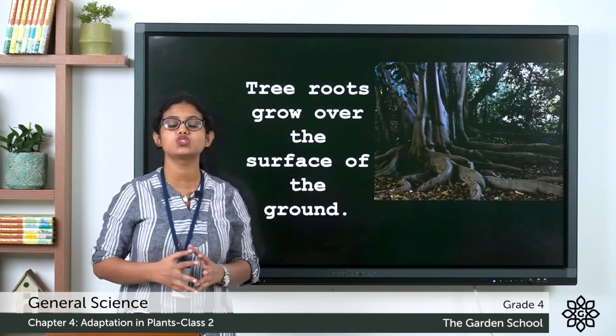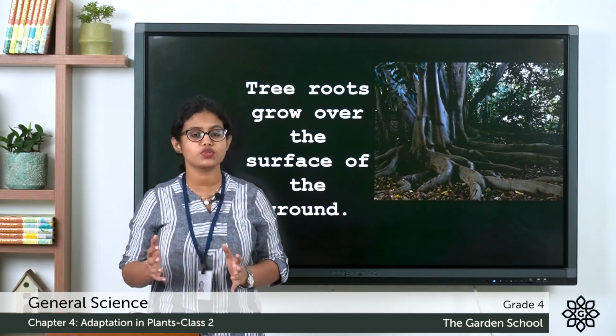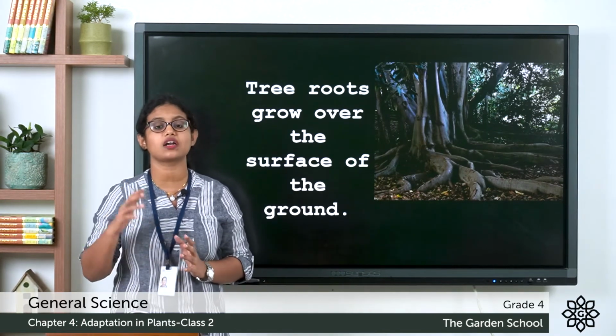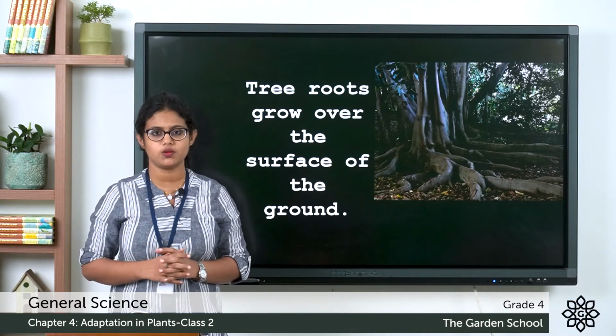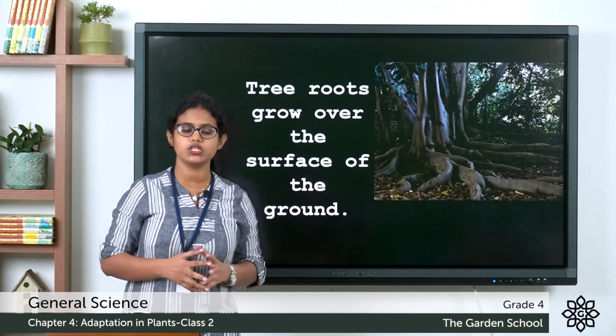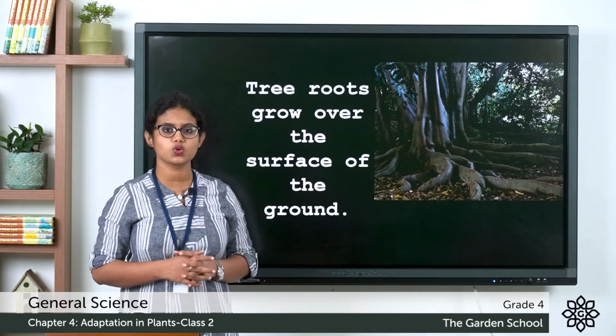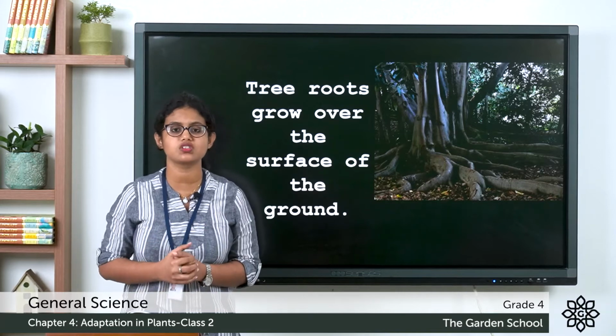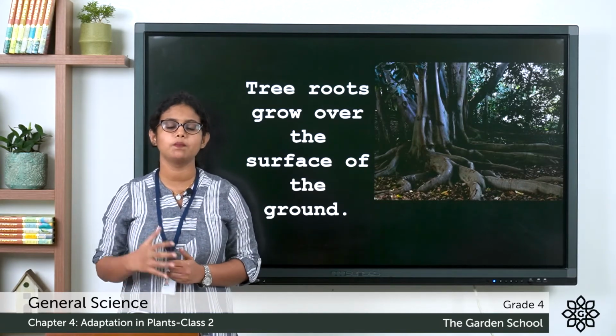What about the roots of these trees? In rainforest, the soil is very poor, so the nutrients remain at the surface level. These roots grow over the surface of the ground. So where do these roots grow? These roots grow over the surface of the ground. These are some of the features of plants that grow in rainforest.